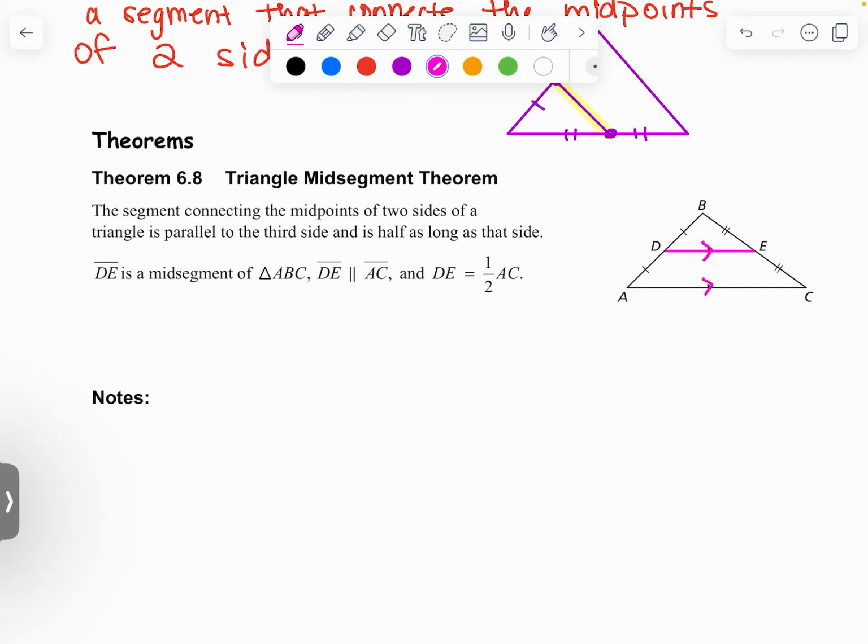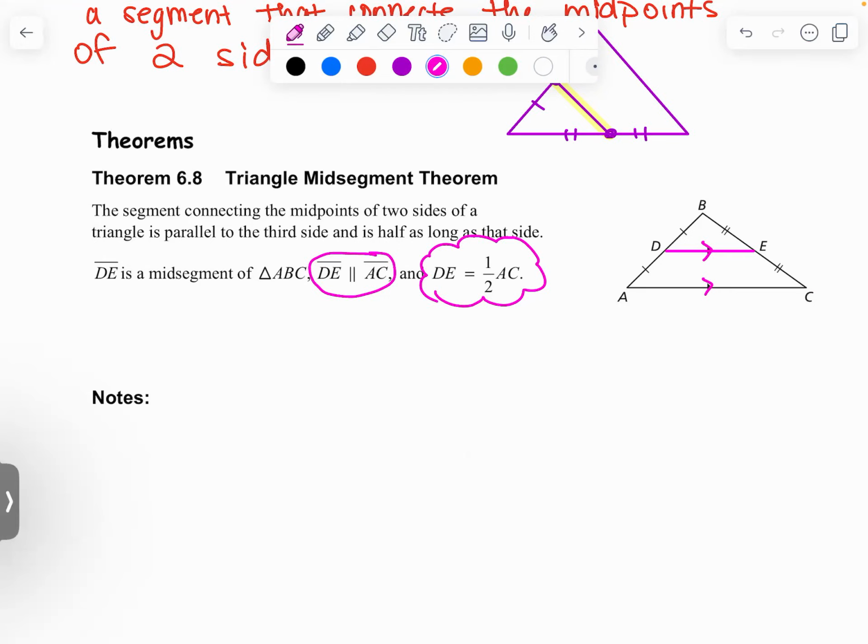Okay. So, first of all, we're parallel. Second of all, it's going to be half the length of that side it's parallel to. That's it. Okay. So we just need to be able to say, hey, that's a mid segment. I know it's parallel, and I know it's half the size of that parallel side.